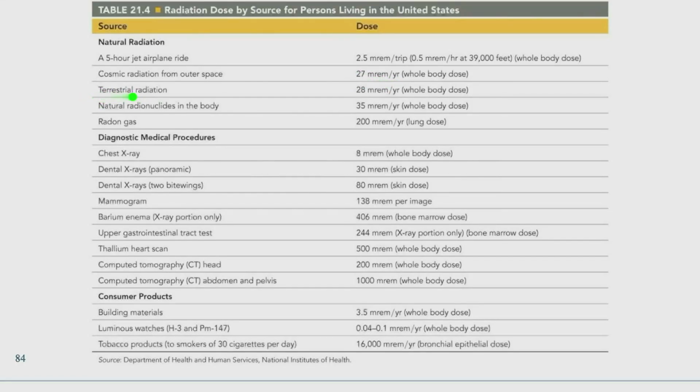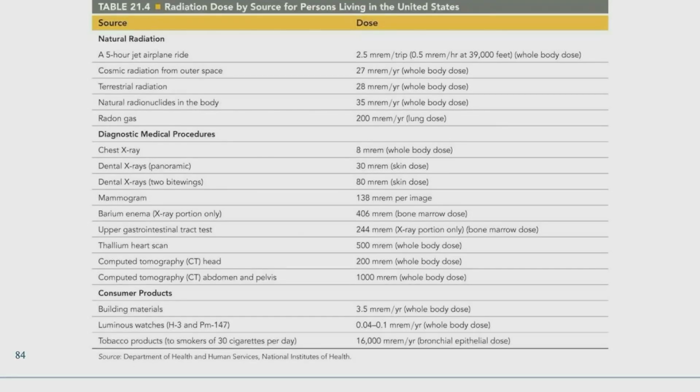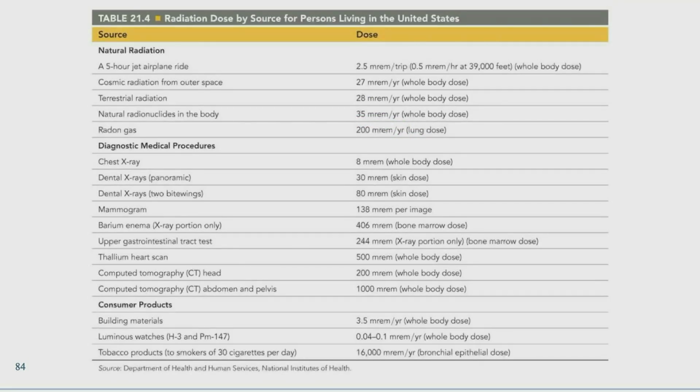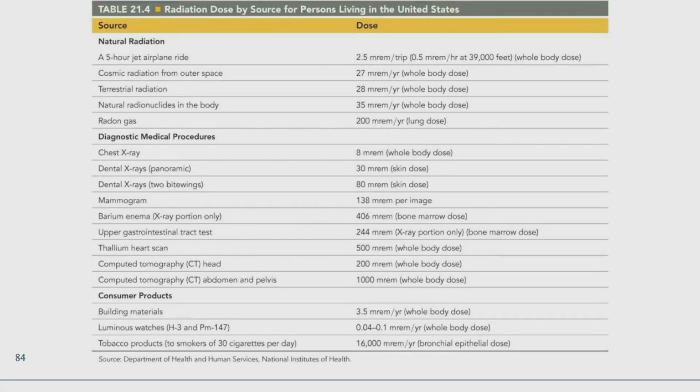From the Earth, terrestrial radiation, you'll get a similar amount. Natural radionuclides in your body give you even more, 35 millirem per year. Carbon-14 and other things that you just ingest as part of your normal life. And then radon gas, wherever that exists, 200 millirem per year as a lung dose. Presumably it's just around us. I don't actually know, I didn't look into it.